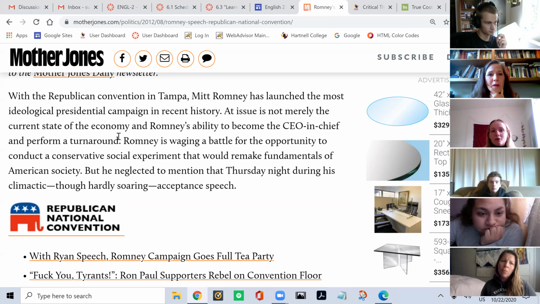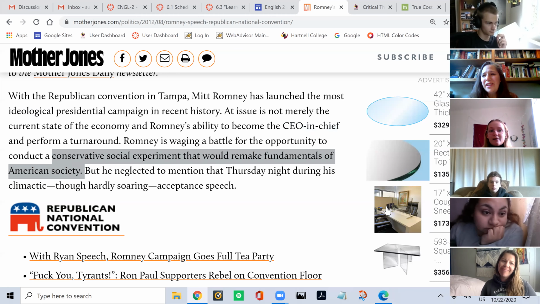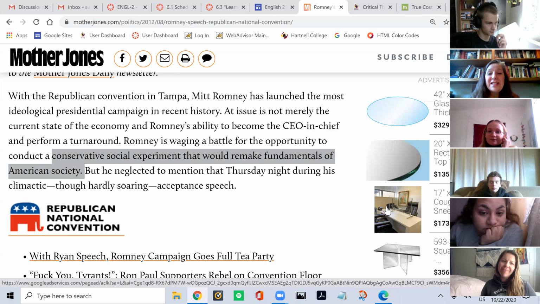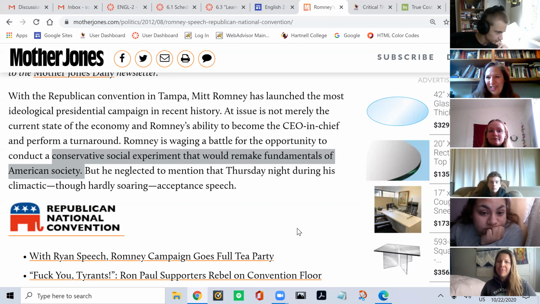He says Romney is waging a battle for the opportunity to conduct a conservative social experiment. He's not subtle, right? This is going to terrify his audience. First of all, we don't want experiments. We don't want radicals. We don't want ideologues, and we don't want experiments. We want someone who knows what they're doing, right? And secondly, we don't want to remake the fundamentals of American society. We just want to tweak around the edges and fix it where it's broken, right?